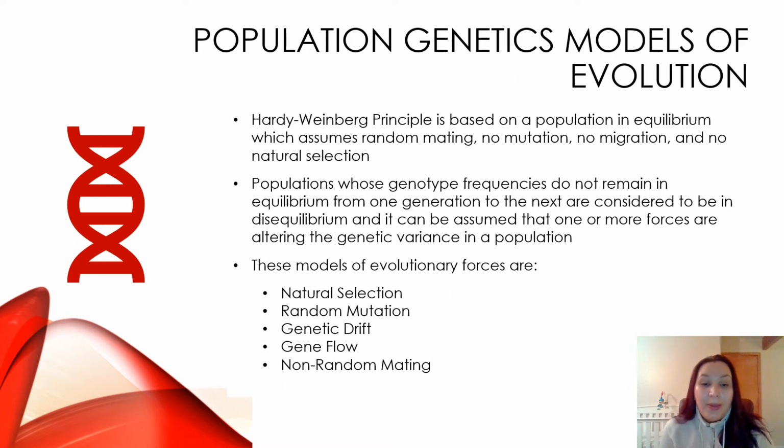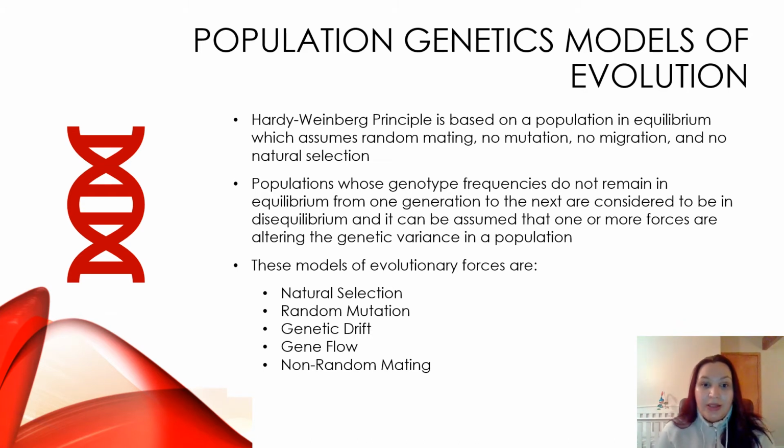So a population whose genotype frequency does not remain in equilibrium from one generation to the next is considered to be in disequilibrium. And therefore, you can assume that there is one or more evolutionary forces that are altering the genetic variants in the population.